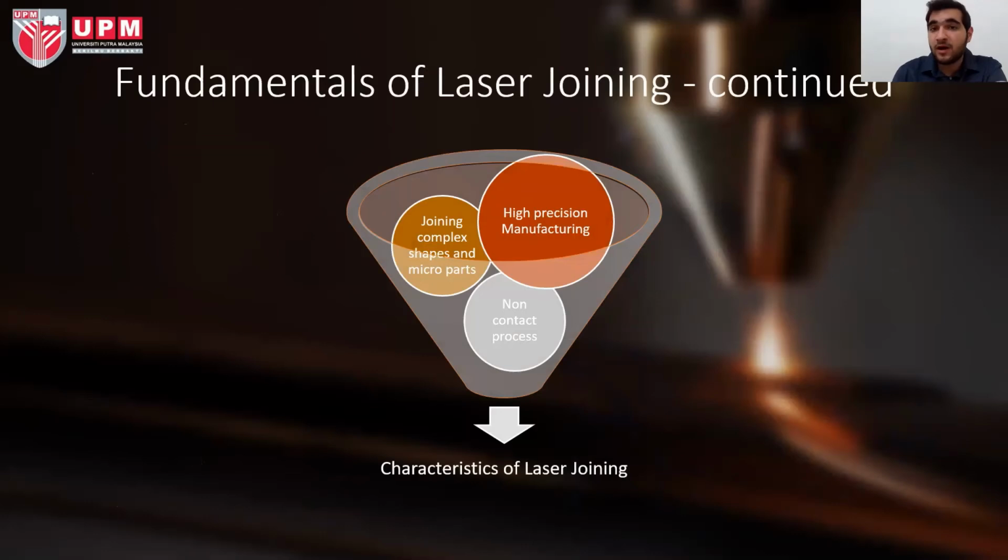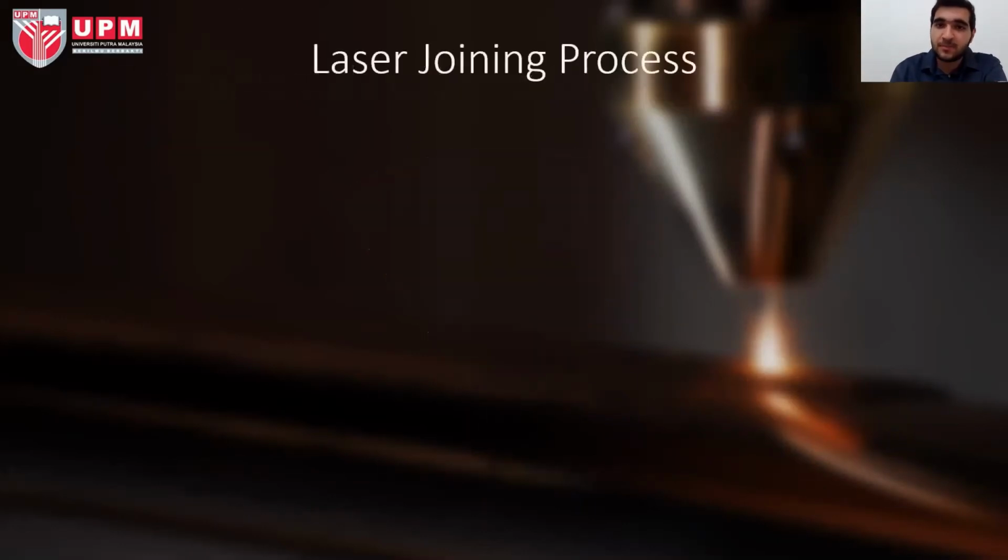However, going forward, we can actually identify the characteristics of laser joining. This is why this topic is so appealing to many of these industries: laser joining is used for high precision manufacturing, joining of complex shapes and microparts, and it is a non-contact process. So it makes the entire experimental procedure so easy, because it doesn't have any kind of contact with the material. The device is actually within distance. So these are just the basic fundamentals of laser joining.